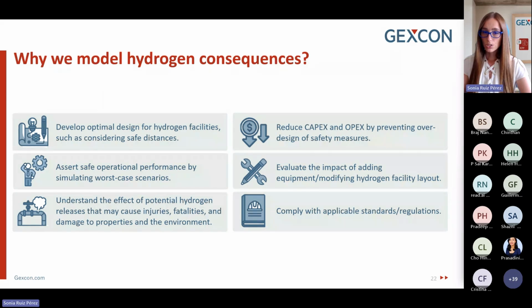It can also reduce CAPEX and OPEX by preventing over-design of safety systems. It helps evaluate the impact of adding or modifying equipment in hydrogen facilities, ensuring safe expansion. And lastly, it also helps meet industry standards and regulatory compliance by providing a structured approach to safety. So by understanding the potential impacts of hydrogen releases, we can design facilities that protect people, assets, and the environment while supporting the growth of hydrogen as a safe energy source.